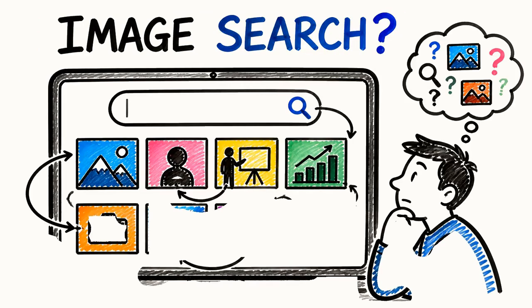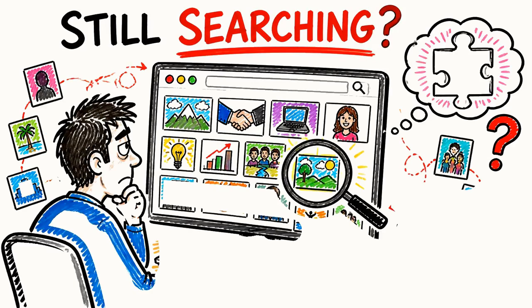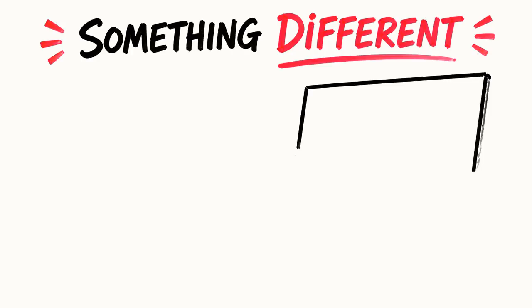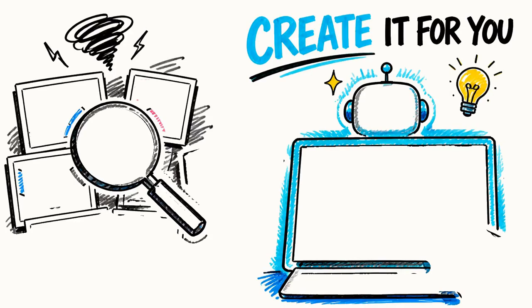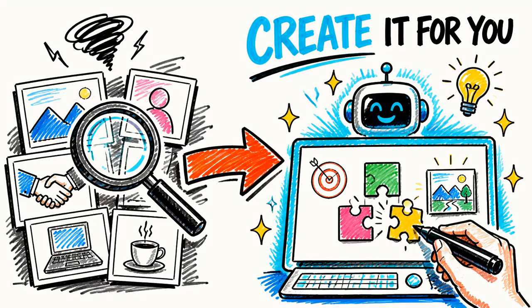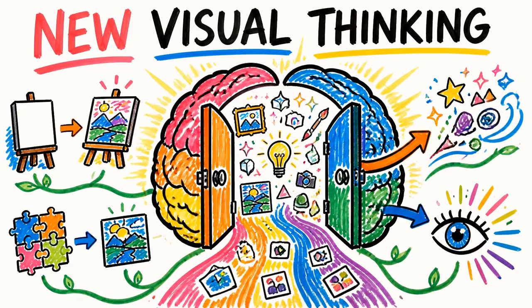Think about how you normally search for images online. You spend time looking through stock photo websites, hoping someone has already created exactly what you need. With ChatGPT Images, you're doing something different. Instead of searching for an image that already exists, you're asking AI to create one specifically for your situation. That opens up an entirely new way of thinking about visuals.